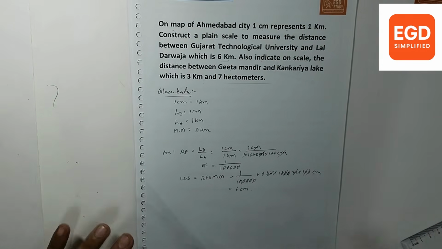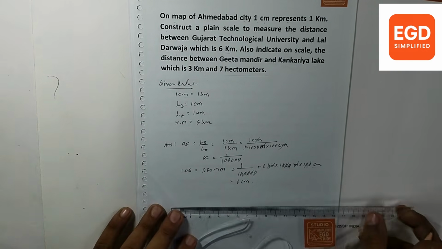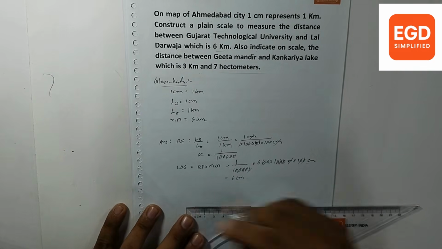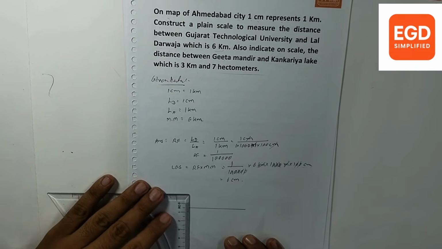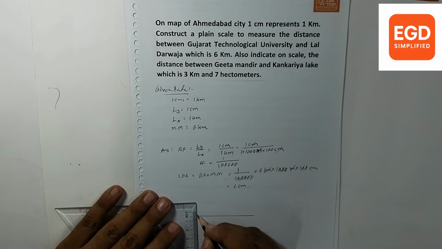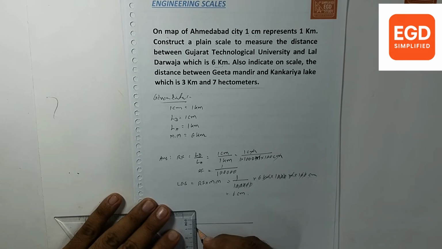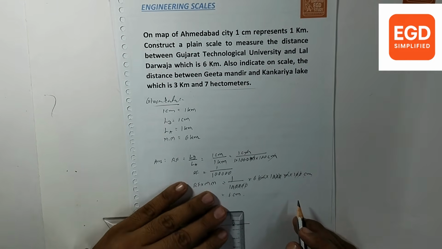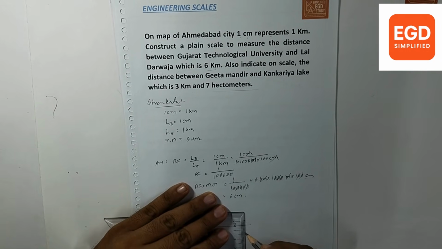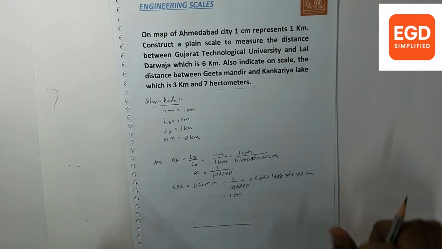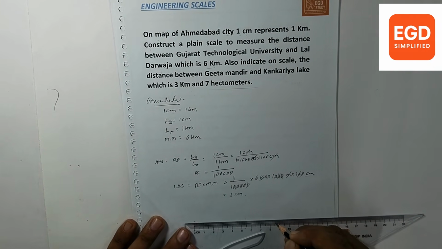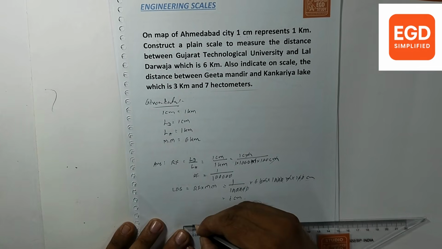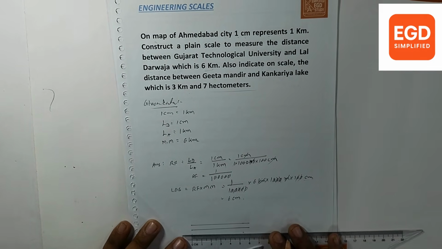So we are going to plot a 6 centimeter long line. Then 5 mm upper side, 5 mm lower side, similarly on this side. 2 points will give us a straight line. So a 6 centimeter long line we have sketched.